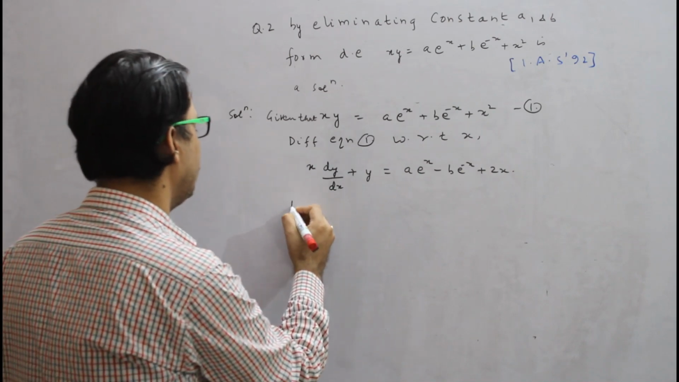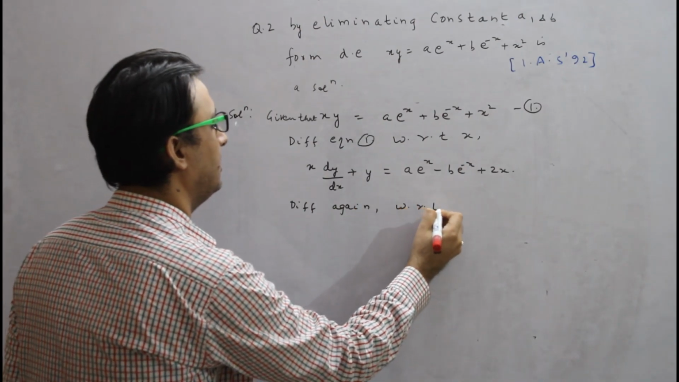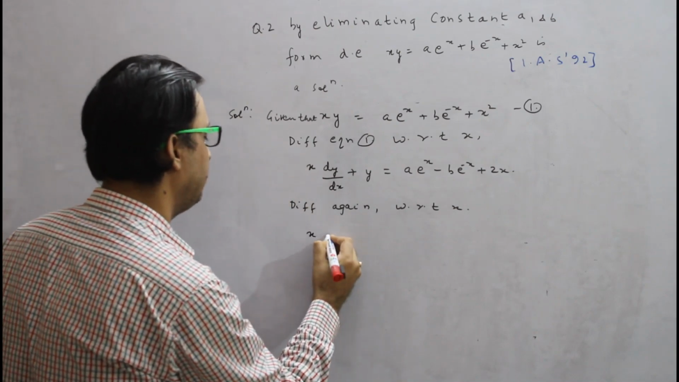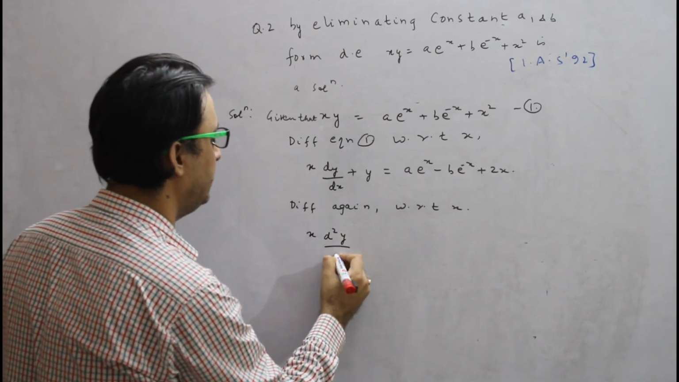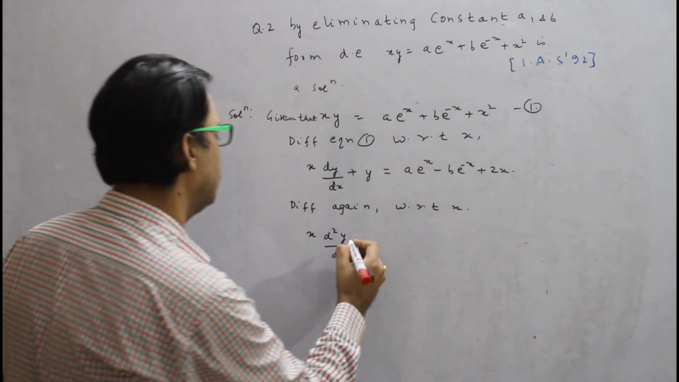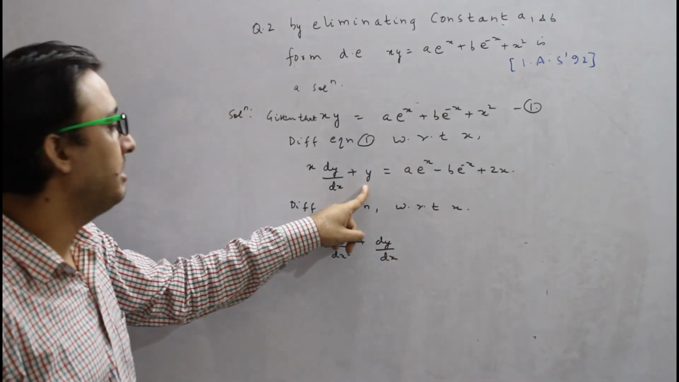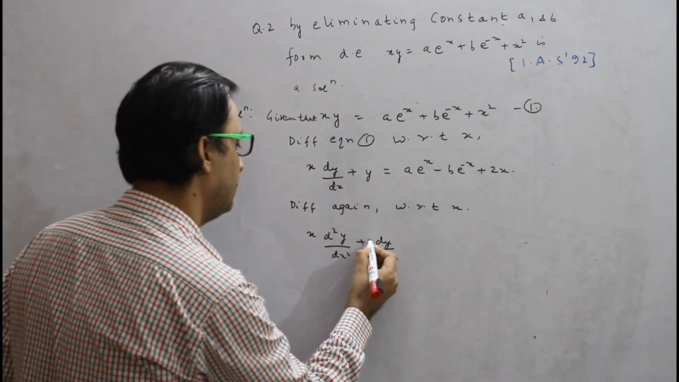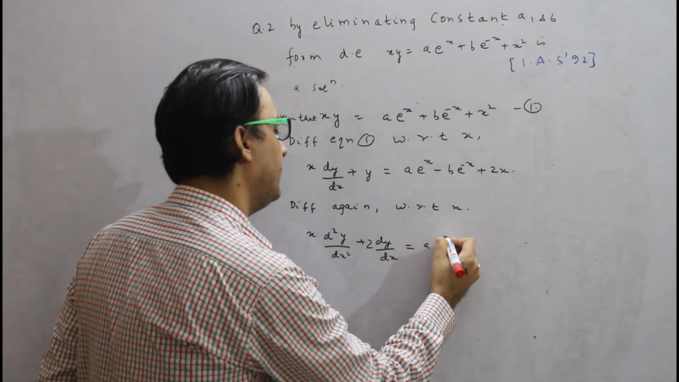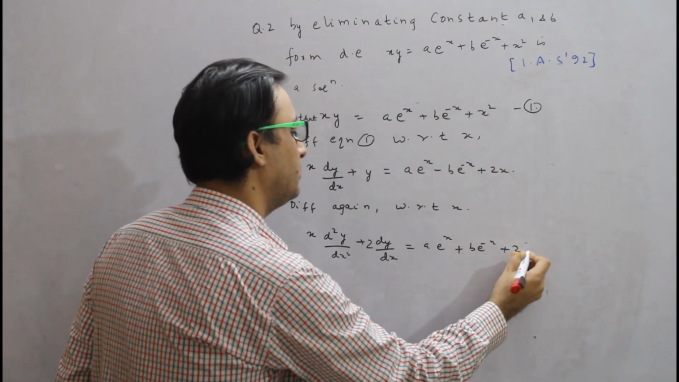So I will differentiate again with respect to x. When I do that, I will keep x constant and differentiate this one, so this becomes d square y by dx square. Now I will keep dy by dx constant and differentiate this, so this becomes dy by dx plus again dy by dx, so this becomes 2 times dy by dx. Again a into e to the power x, minus becomes plus, and this becomes 2.